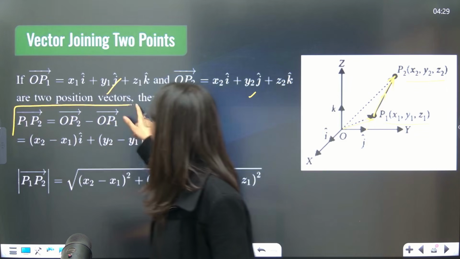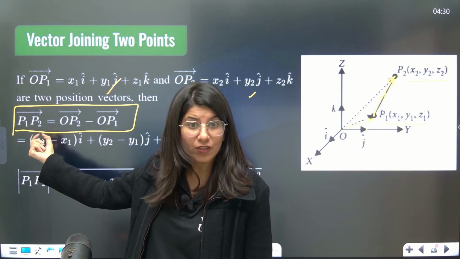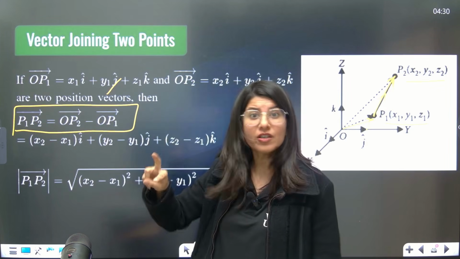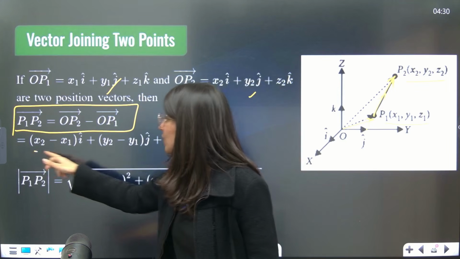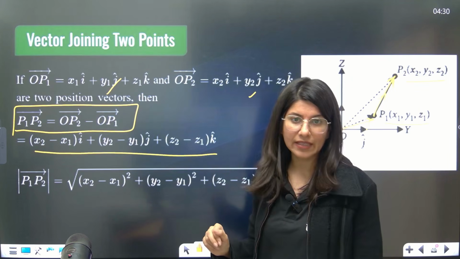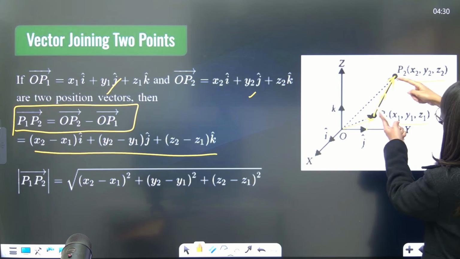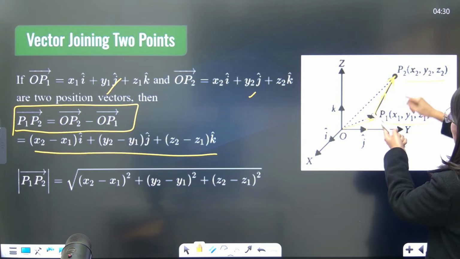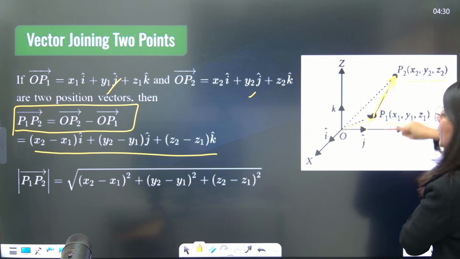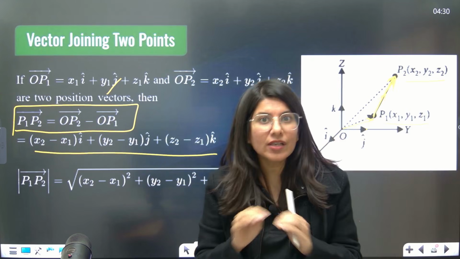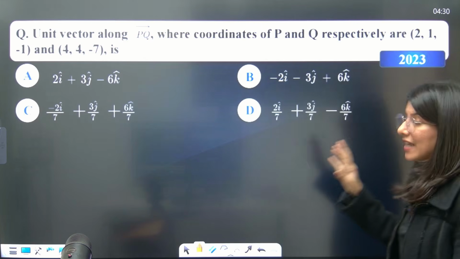This is the formula. The P1P2 vector will be the position vector of P2 minus the position vector of P1, reverse order. So P1P2 will be OP2 minus OP1, which is (x2 minus x1) i cap, (y2 minus y1) j cap, (z2 minus z1) k cap. Here P1 is the head and P2 is the tail, so always tail minus head. If you want to write any vector, it should be tail minus head.